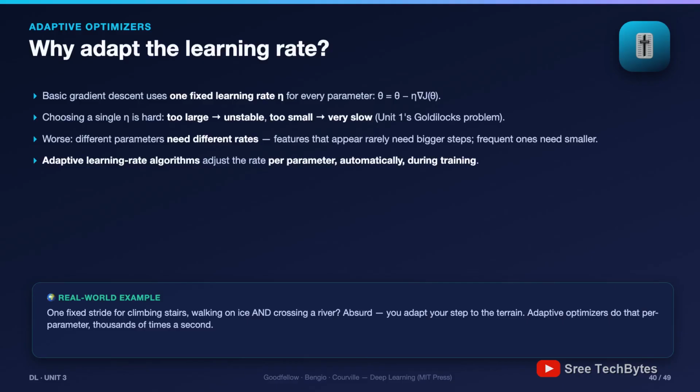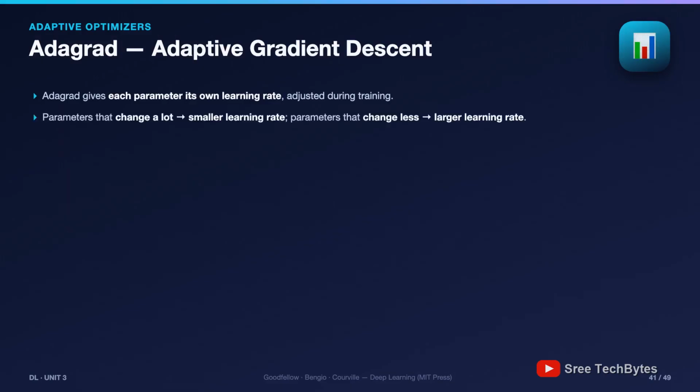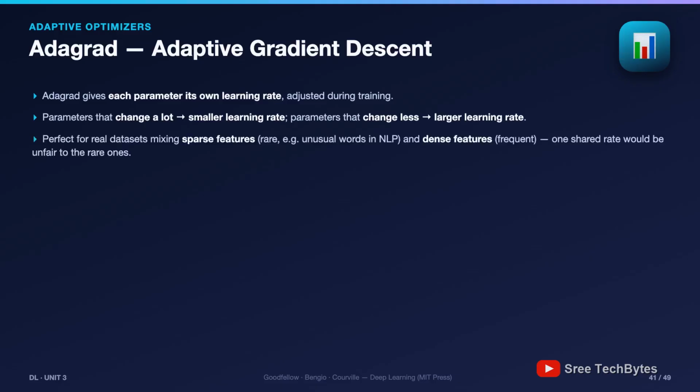Let's go. Adagrad, adaptive gradient descent, the first of the adaptive family. The core rule: each parameter gets its OWN learning rate, adjusted during training. Parameters that change a lot get a smaller rate, braked. Parameters that change little get a larger rate, boosted. The mechanism in one line: each parameter accumulates its squared gradients over time, and its step is divided by the square root of that sum. Busy parameters accumulate a big sum: brakes. Quiet ones: full speed ahead.